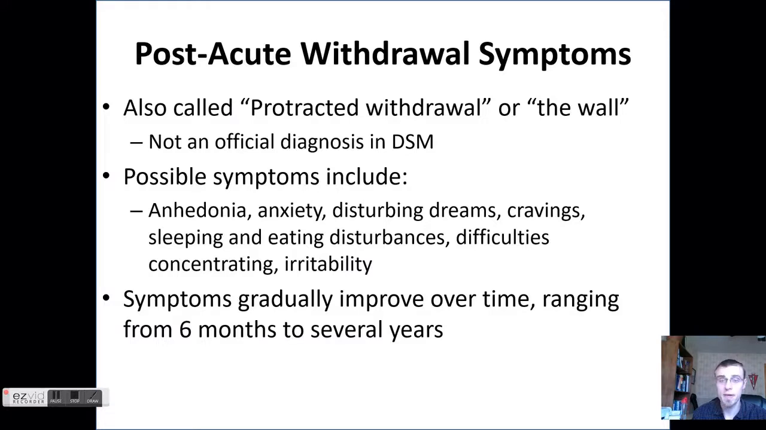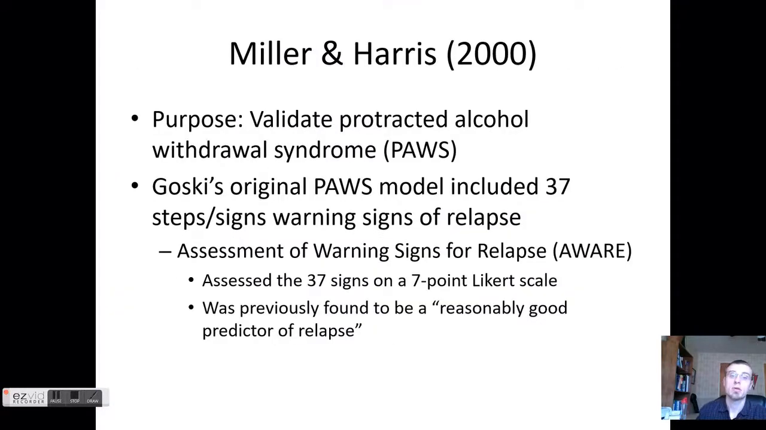If they keep it up, if they keep abstinent, they can get through this. So the reading, Miller and Harris, is a critical read because this publication went through the theoretical underpinnings of PAWS, post-acute withdrawal syndrome, and basically statistically validated it. There was another word for it in this research, which is protracted alcohol withdrawal syndrome, which is the same concept, really, just different wording for alcohol.